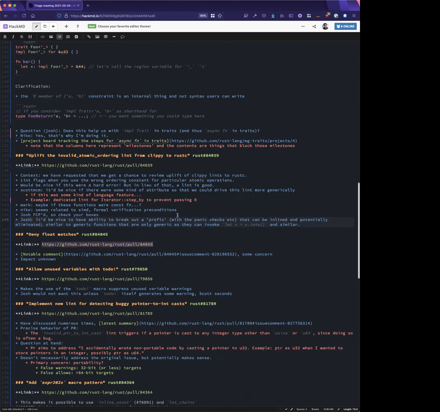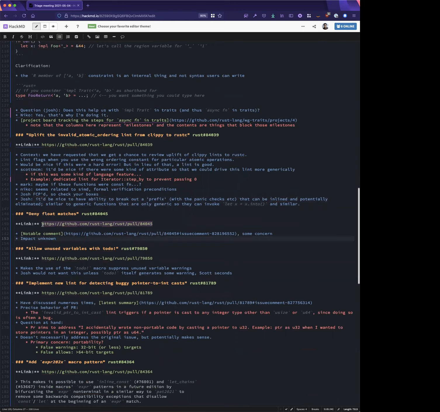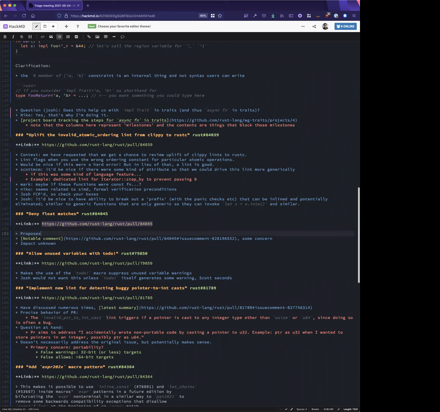Let's go on to 84045. This is deny float matches. So this proposes to upgrade the warning on float literals in patterns up to deny. And let's pull up the comment here that's been linked from our agenda.